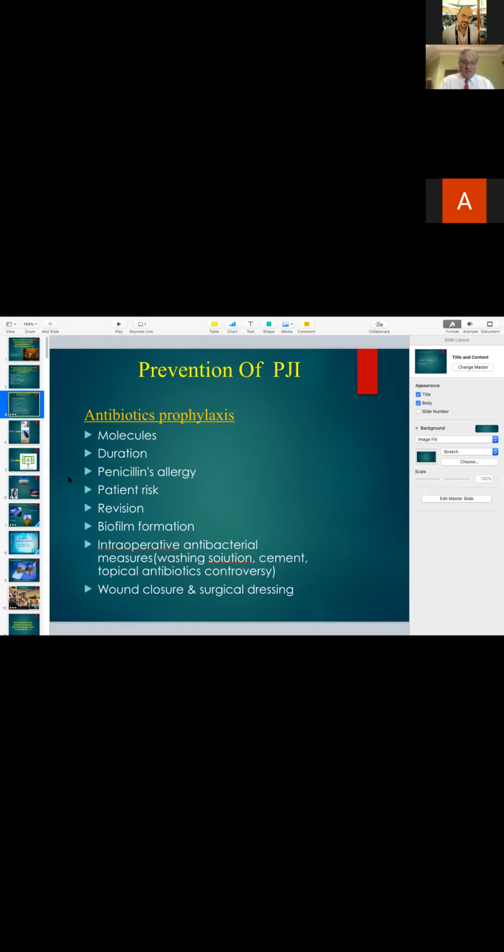biofilm formation. Then we came to intraoperative antibacterial measures: washing solution, irrigation, cement, and topical antibiotics, where they are allowed or not allowed, and we talked about wound closure and surgical dressing.